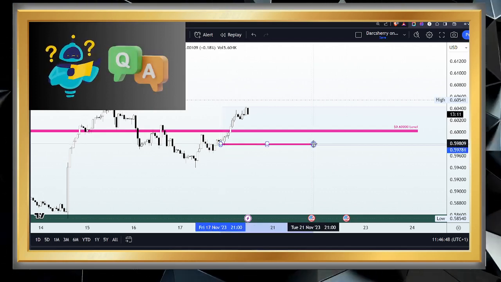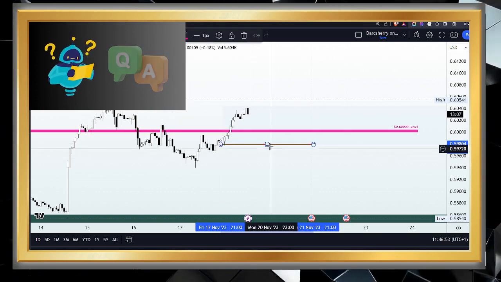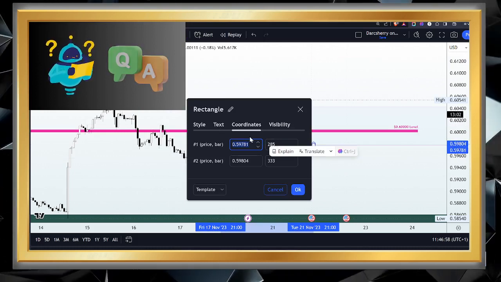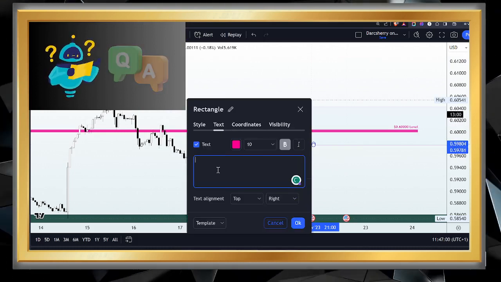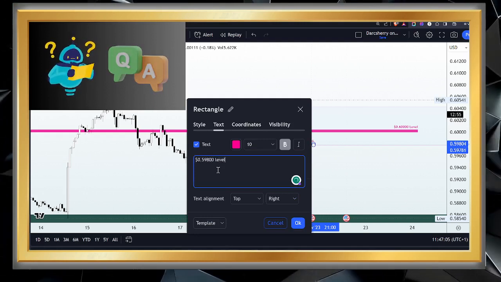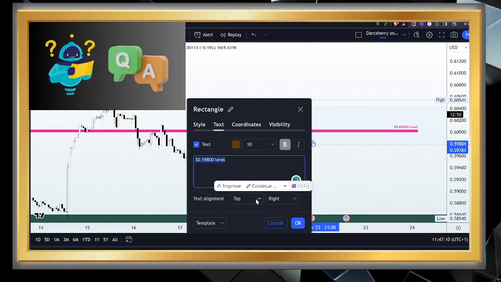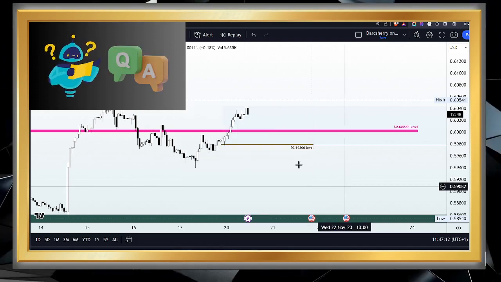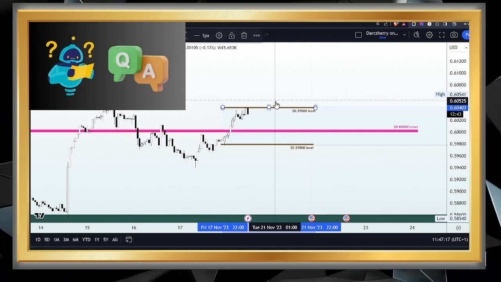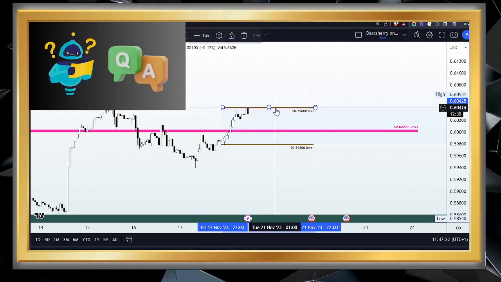0.59780, right? So we give this a different color, isn't it? So we give it a brown. I've been using my brown for my coffee brown. 0.59800, right? So we label this one appropriately, 0.59800 level, my usual coffee brown color, and then we place it at the bottom right hand corner. Then we also going to be having the resistance line somewhere around here, which is exactly at the 0.60410, right?